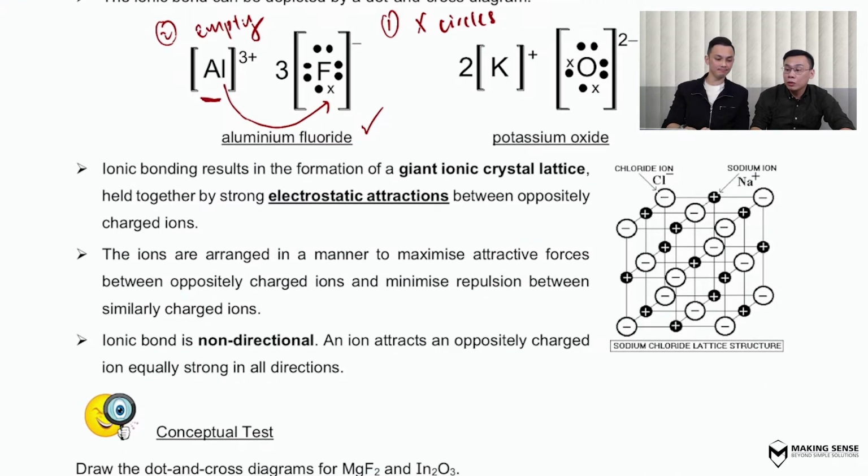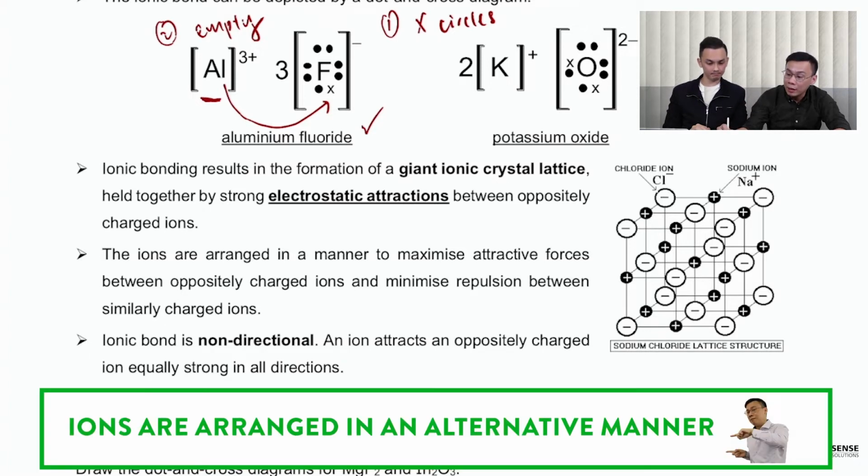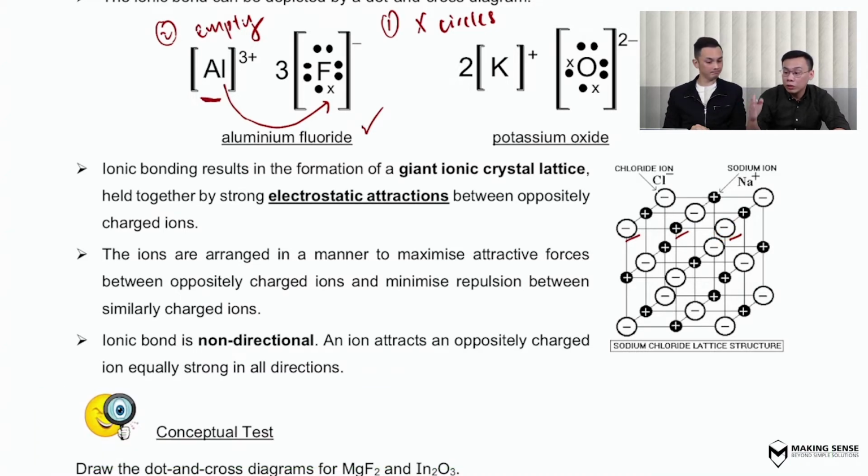Alright, so if you were to look at the diagram on the right hand side of the notes, you will notice that this is your typical ionic crystal lattice structure. So what you should pay attention to is the arrangement of the ions. It's arranged in an alternate manner, whereby the negative ion is beside a positive ion, which is also beside a negative ion, and the pattern goes on. So this alternate arrangement of ions will allow the electrostatic force of attraction to be formed between the positive ion and the negative ion.